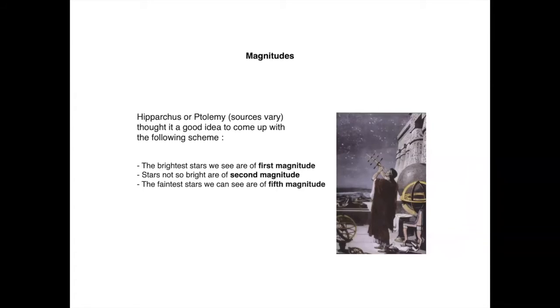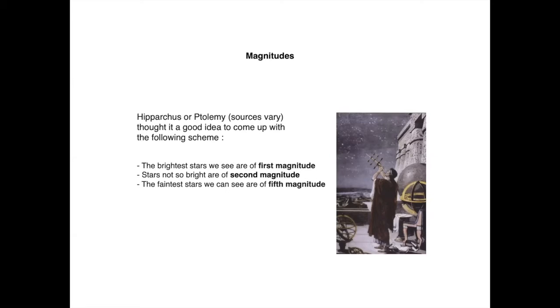So astronomers use a historical scale to measure stellar brightness, which was defined in ancient Greece. Magnitudes were defined by either Hipparchus or Ptolemy. Sources vary. But one of them thought it was a good idea to come up with the following scheme. The brightest stars in the sky, they said, would be of first magnitude. Stars that were not so bright would be of second magnitude. And the faintest stars that we can see would be called stars of fifth magnitude.